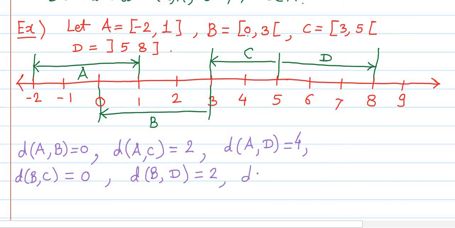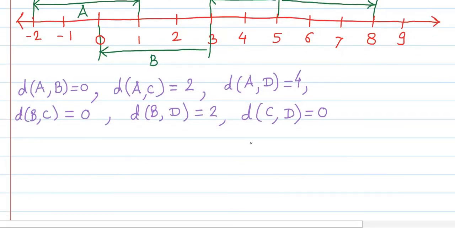Next one, if we consider the distance of set C from the set D, then it is equal to again 0. Here again sets C and D are disjoint. They do not have any point in common, even though the distance between them is 0. Next one, again we will consider the distance of a point from a set.